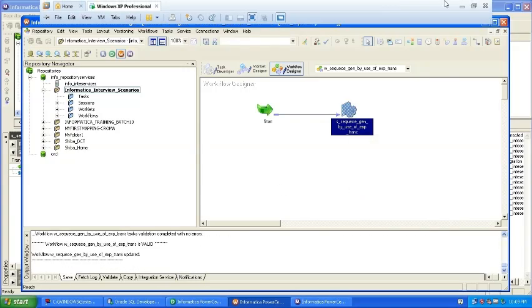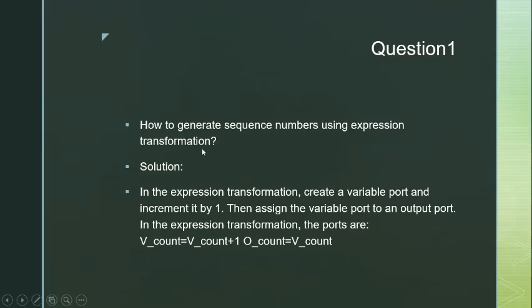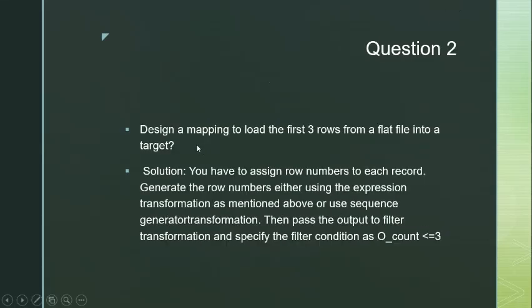Now I'm going to explain the next scenario. If you have any question, you can ping me. The next question is: suppose there is one file. Design a mapping to load the first three rows from a flat file into a target. So there is one flat file, and I need to load the first three rows from it. What will the solution be? You have to assign a row number to each record. So I need to create a row number. How can we generate the row number? I need to use the sequence generator or something by expression.